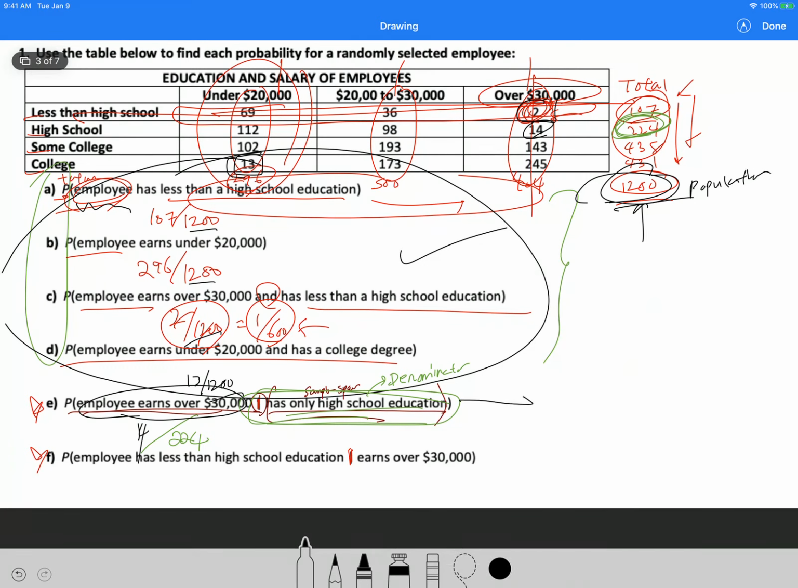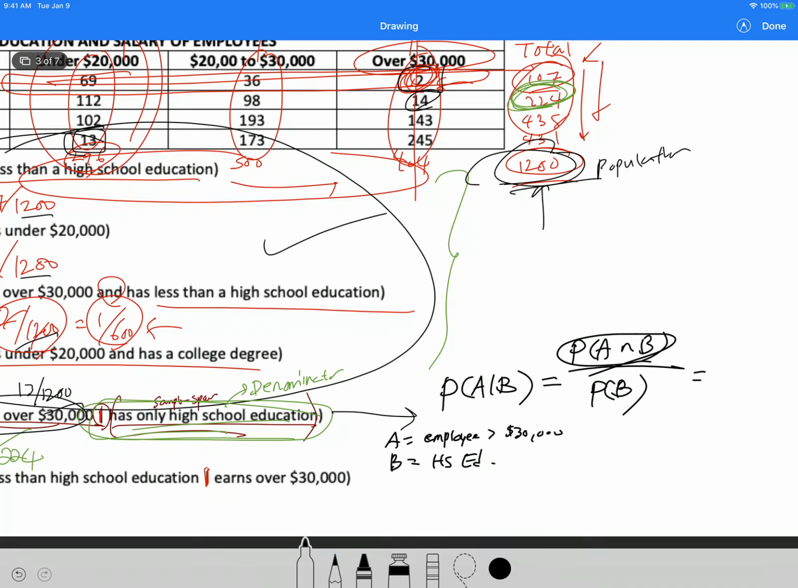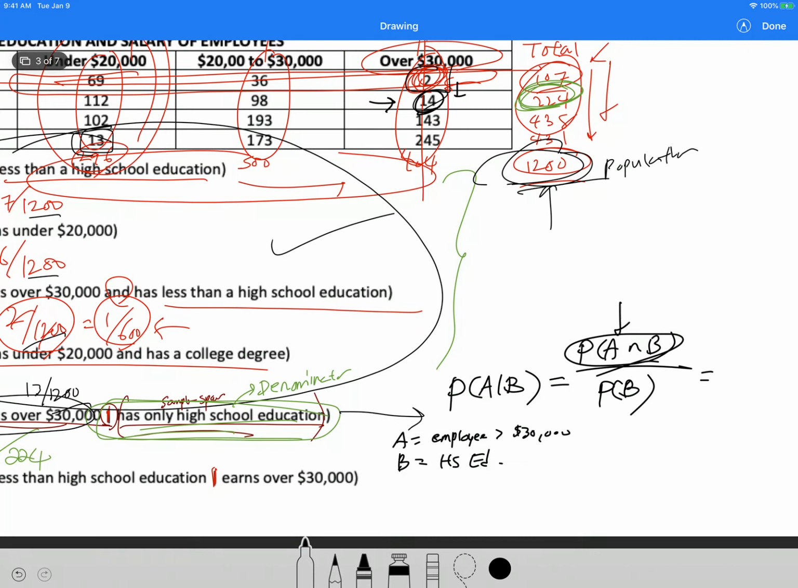Okay, now take a look at this question and let's take the formula that we have been doing before. Probability of A given B is probability of A and B over probability of B. In this case, what is my event A? Employee that earns over $30,000. Probability of B is the high school education. So we want to do this formula. The probability of A and B happening at the same time, well, that's 14, because people with a high school degree and people who earn over $30,000, that's probability of A and B, just like we saw for part C. So that's 14 out of 1,200, as if you were choosing out of the number of employees, which is 1,200.